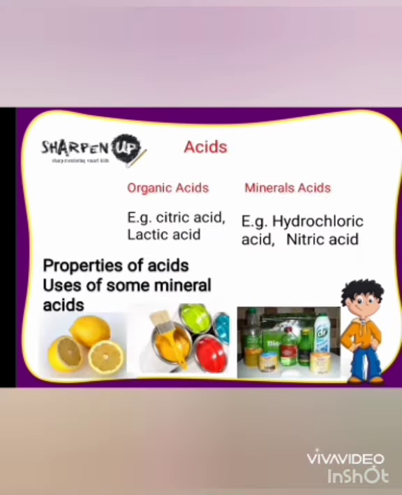The word acid comes from the Latin word acidus, which means sour. So it is the acidic substances, or simply acids, which give a sour taste. Acids are of two types: organic acid and mineral acid. Organic acids: the acids which are found in plants and animals are called organic acids. Examples: citric acid, malic acid, oxalic acid, lactic acid and ascorbic acid.